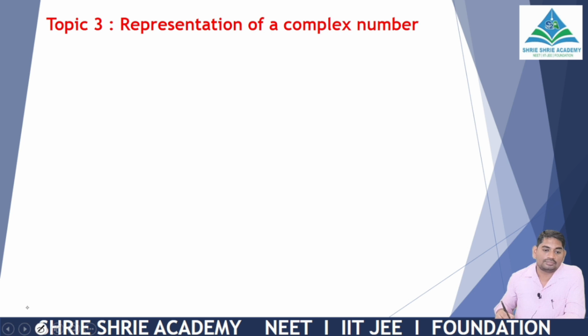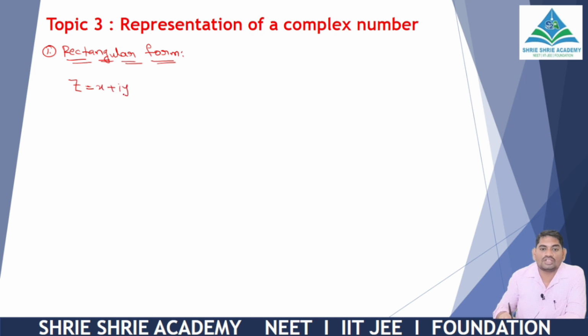First one is the rectangular form. So what is the rectangular form of a complex number? Z is equal to x plus iota y. So this is called the rectangular form of a complex number.